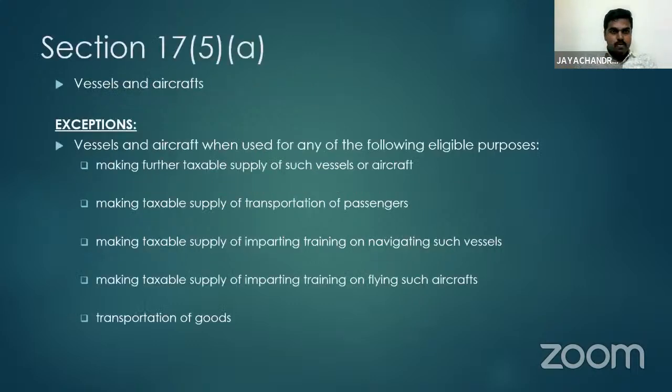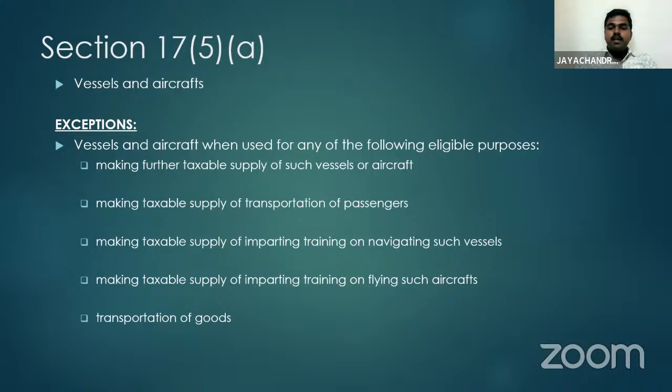Next is this class, vessels and aircraft. Vessels and aircraft also have the same condition. Vessels and aircraft, only if you use them for further taxable supply of such vehicles. That is, if you are buying and going to sell those vessels or aircraft, or you can use them for making taxable supply of transportation of passengers. Vessels for transportation of passengers you can use. In Kerala and all, they use mini vessels to transport from one place to another instead of using a two-wheeler or something. For that purpose, you can avail the ITC.